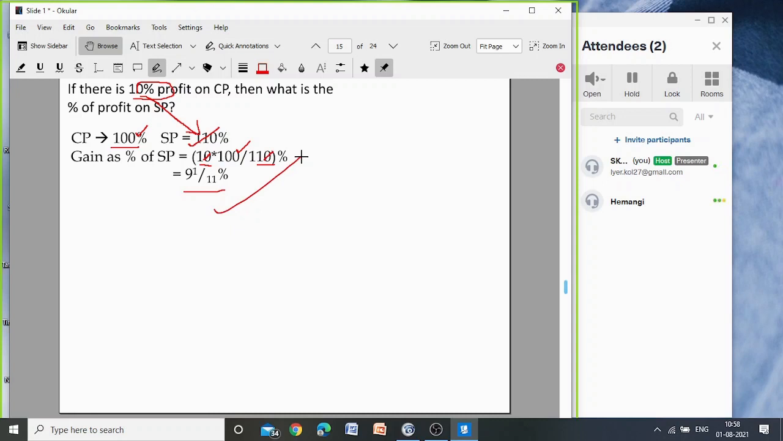Yes, sir. Normally, we are supposed to calculate on cost price, but here specifically the 10% you have to calculate as a percentage of 110%. So, see the percentage. 10% by 110%, the percentage cancels. Then again to make it a percentage, we are again putting 100. So then what we get is, this 0 and this 0 will cancel, we are getting 100 by 11.